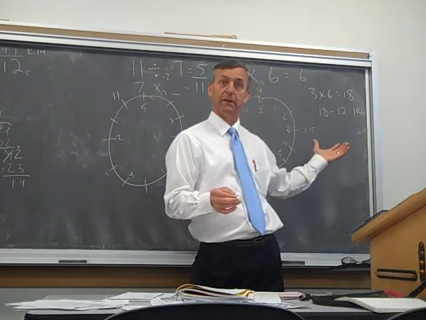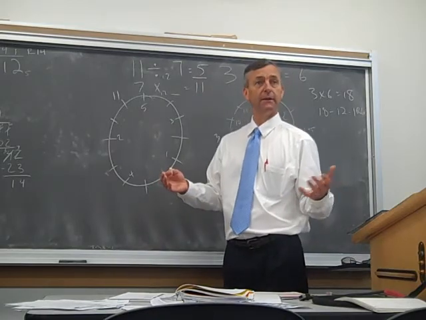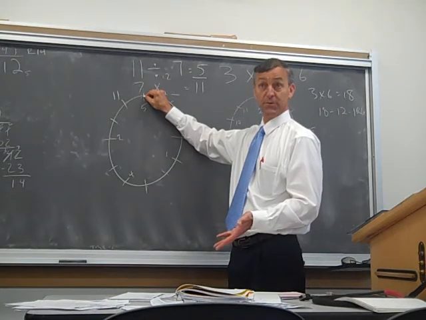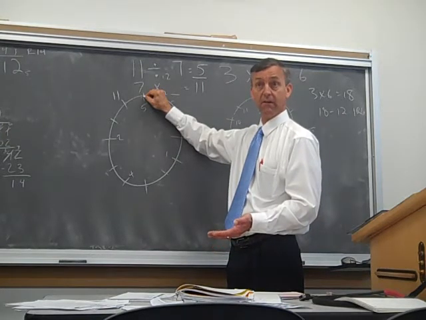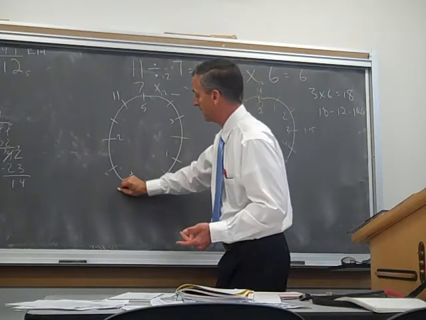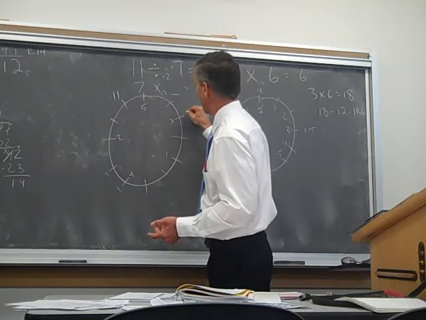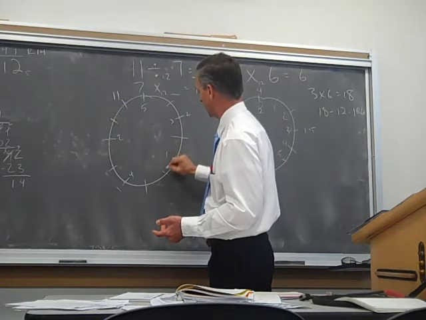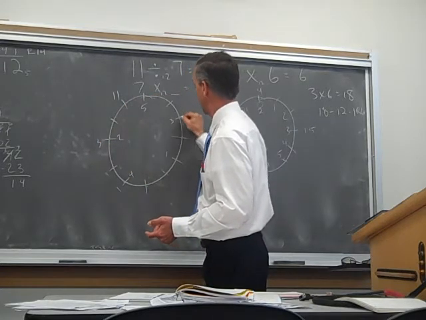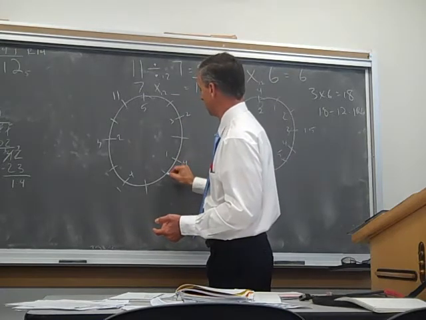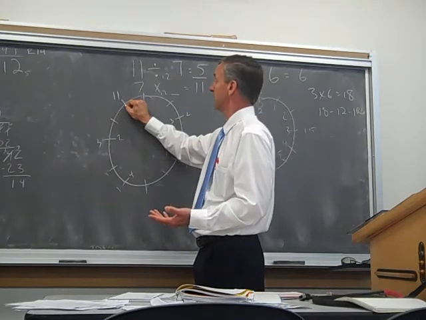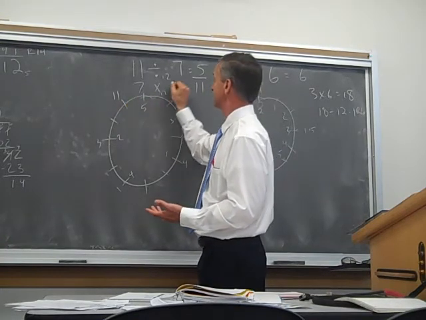Well, we could go back to what we were thinking of here. We could start at 0, right? And count forward in groups of 7. Groups of 7, and see how many groups of 7 it takes us to get there, right? Well, 1, 2, 3, 4, I'm at 11. It took me 5, right?